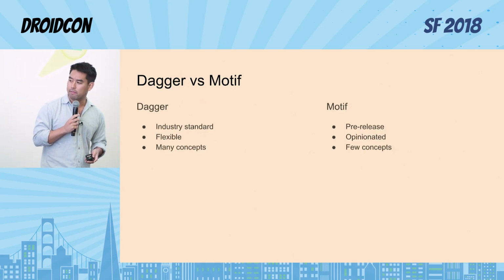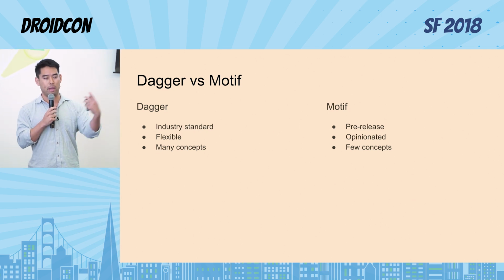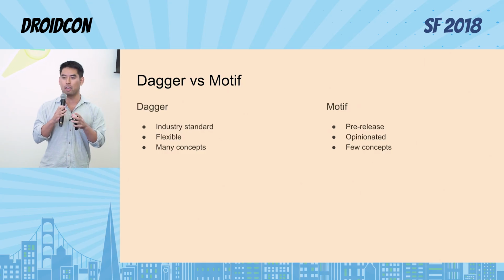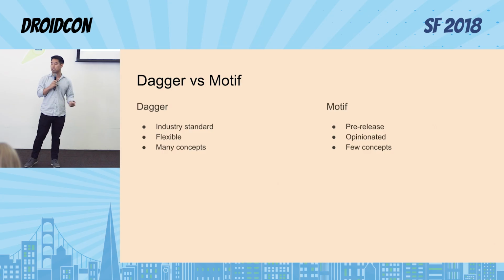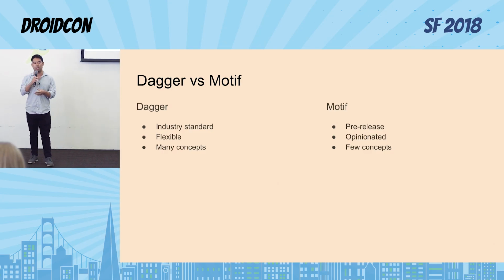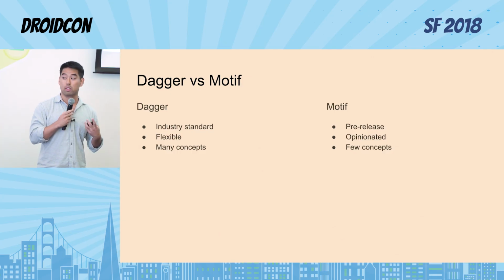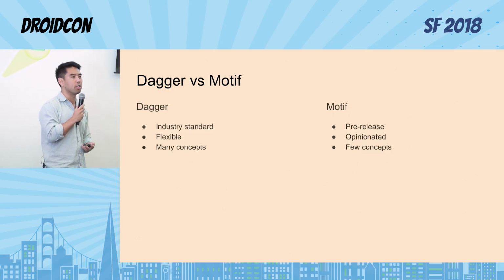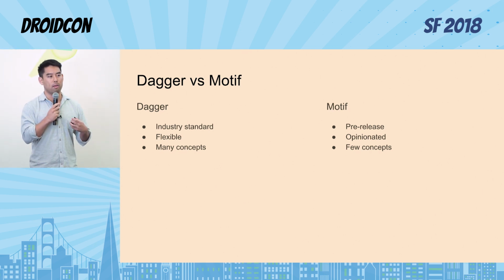A second point on Motif is that, in contrast to Dagger's flexibility, Motif is an opinionated framework. We have targeted a narrow set of use cases as opposed to trying to solve all the patterns under the sun. Because of that, we've been able to design an API that's highly optimized for those use cases. What that results in is many fewer concepts for the developer to understand, because we're not trying to solve all the use cases that Dagger does, and just a slimmer and more intuitive API.